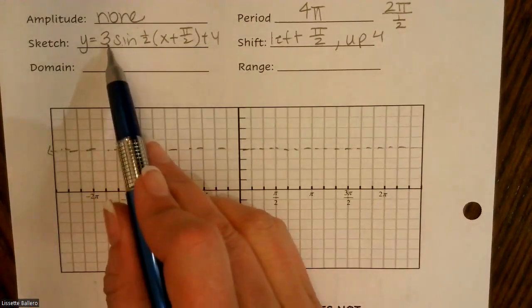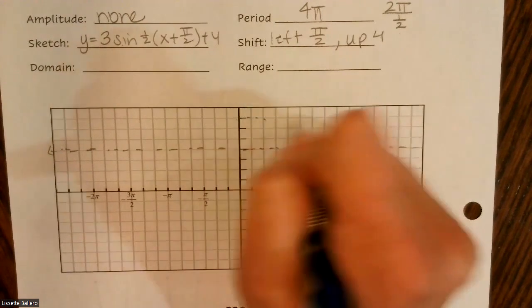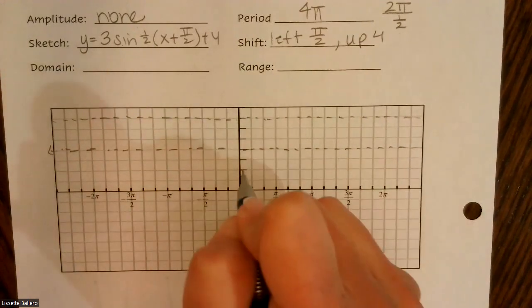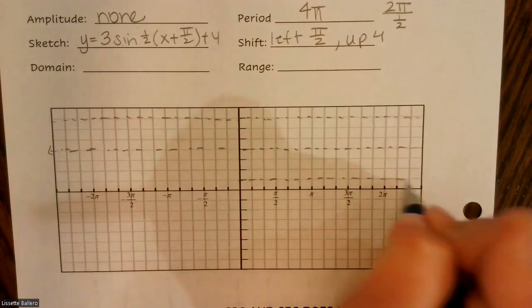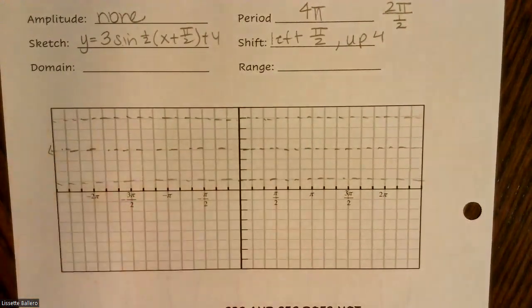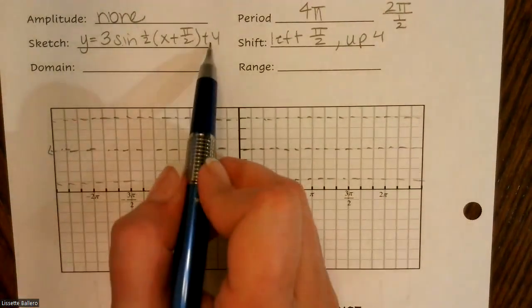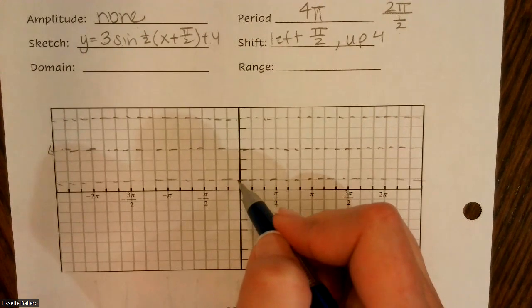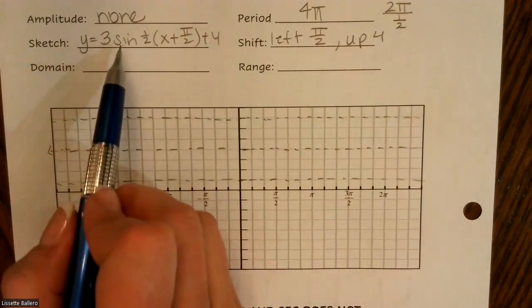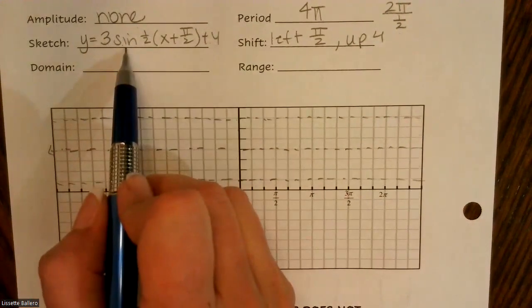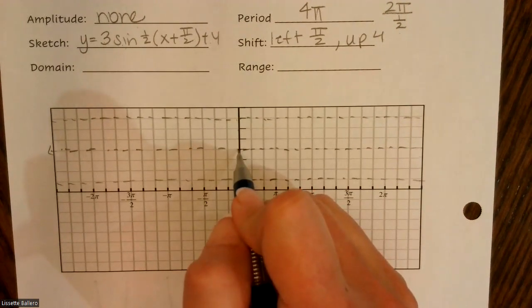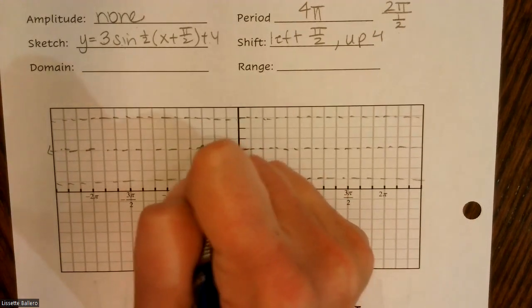The amplitude for the sine graph is 3, so I know it would go up 3 from here, and down 3. So we've done the up 4 by moving that middle. We've done the amplitude of 3 by leaving 3 down and 3 up on this graph. Now we're ready to do the others. A sine graph starts right here in the middle at 0, 0, which in this case would go up 4. We need to move it to the left, pi over 2. So my first point is going to happen right here.